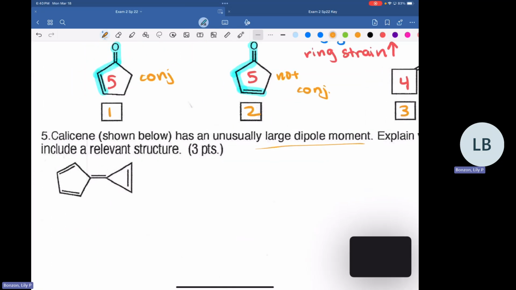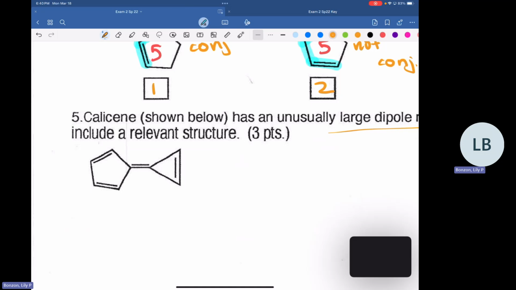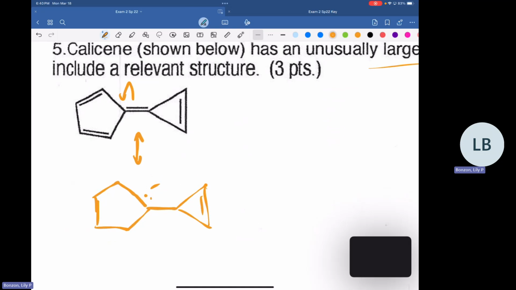But going into this one, we can do some resonance, just throw around these double bonds. If we throw this double bond here to the left and we do our resonance, all right, we're just throwing that double bond and kind of isolating it on that carbon on the left.